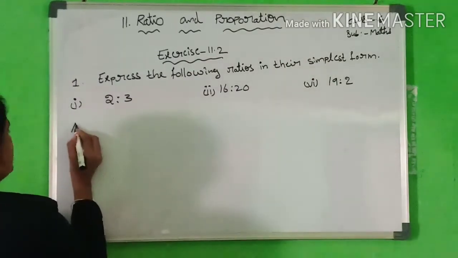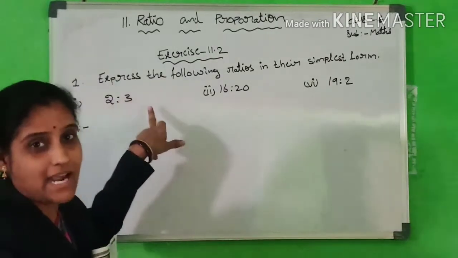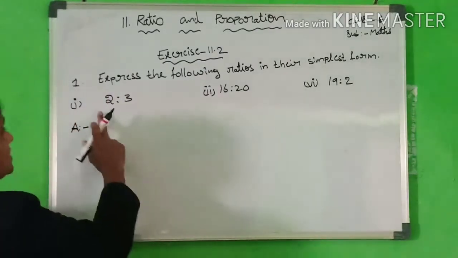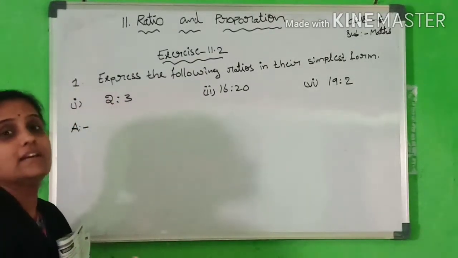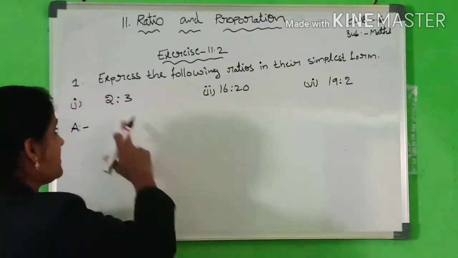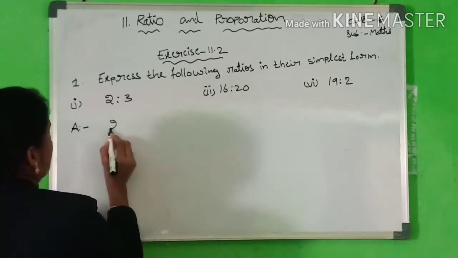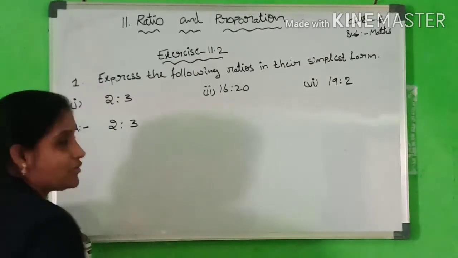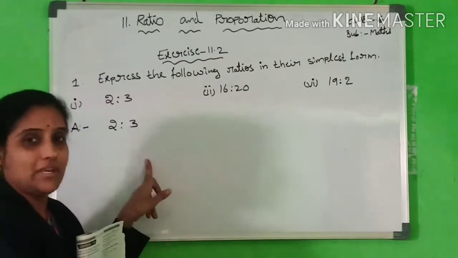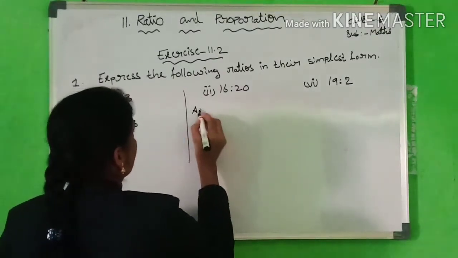First, you have to check A and B, antecedent and consequent. Which numbers are there? Prime or composite? You have to check first of all. These are prime numbers. Now, these are not going in any one table. You have to write the simplest form is 2 is to 3 only. Okay, children. Next, second one.